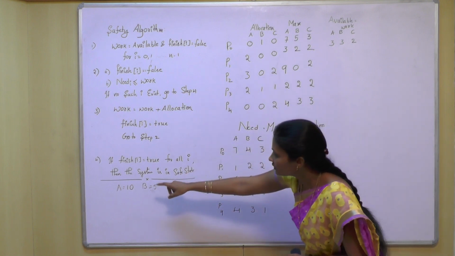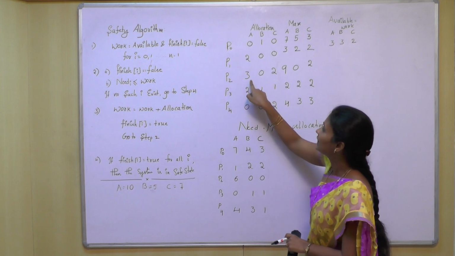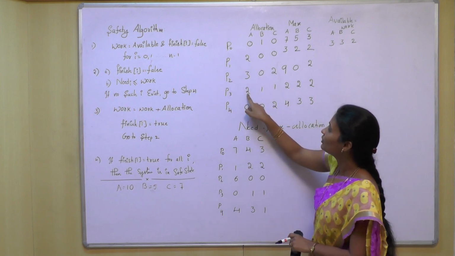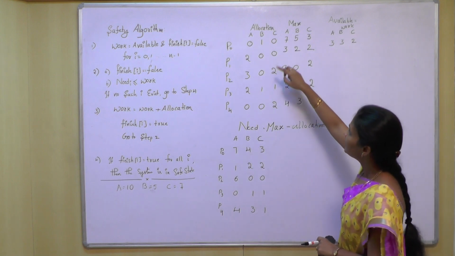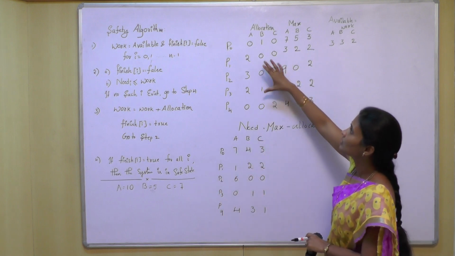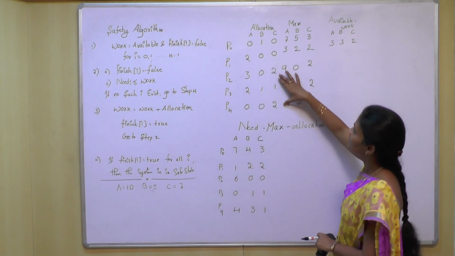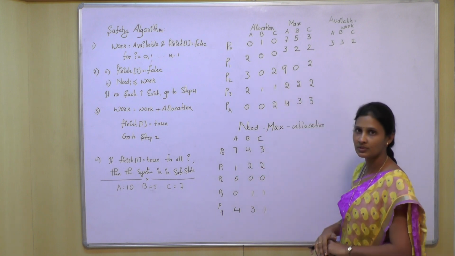Among those 10 resources of A, 2 resources are allocated to P1, 3 resources to P2, and 2 resources to P3. Like that, for the B instance, from the 5 resources, 2 resources are allocated. From the C instance, 5 resources are allocated to 3 processes.